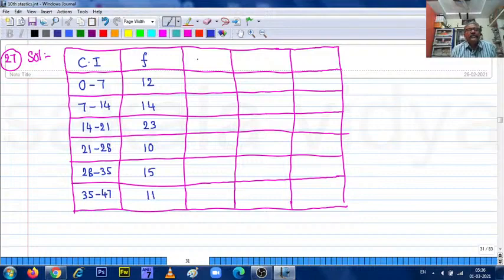First we need to find out the mid value xi. Next di is equal to xi minus a. Next this is fi into di. This is fi. First let us write the mid value. To find the mid value, here 0 plus 7 upon 2, that will be 7 by 2. That means lower limit of the class plus upper limit of the class divided by 2, the average of lower limit and upper limit, is the xi.